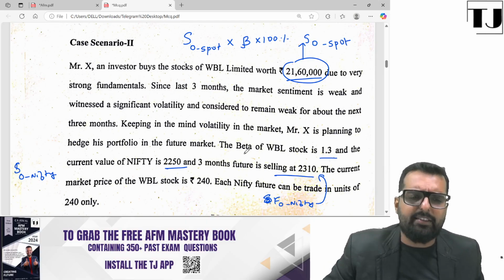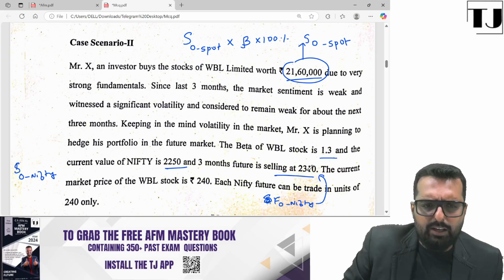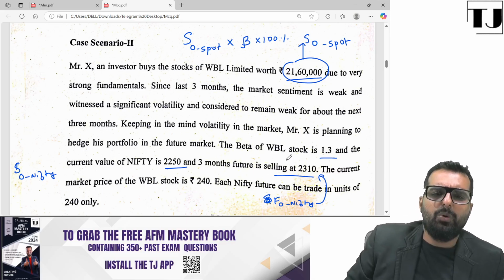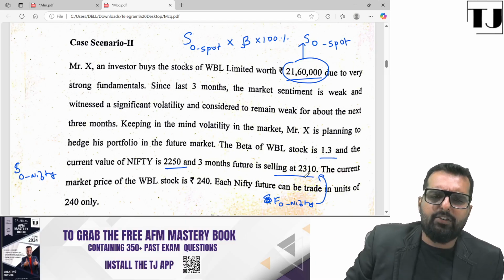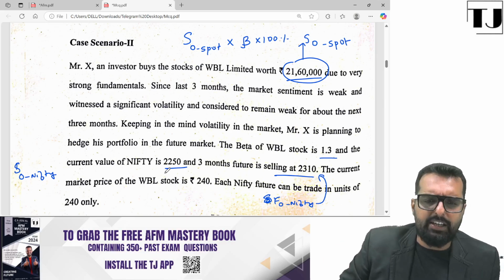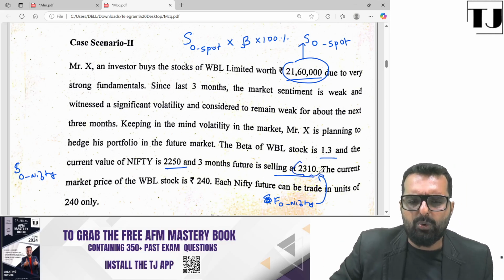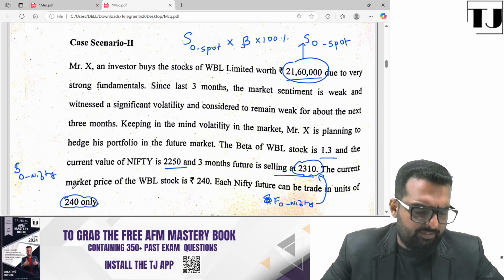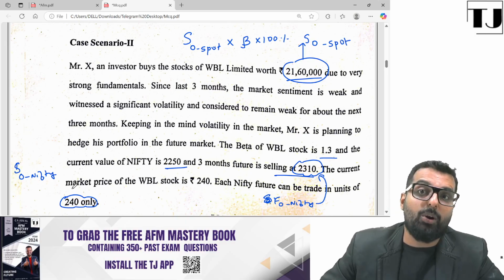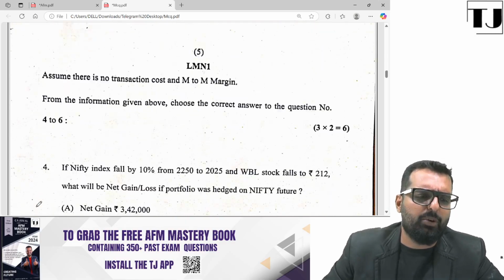Now you have a contract size. They have given you the Nifty futures value. They would also be giving you the market value of this Nifty future. Once you have that, the multiples are traded in 240. So when you do 2310 into 240, what will you get? You will get the contract size. Then you have to divide it with that to get the number of contracts. I hope you are clear with this part.